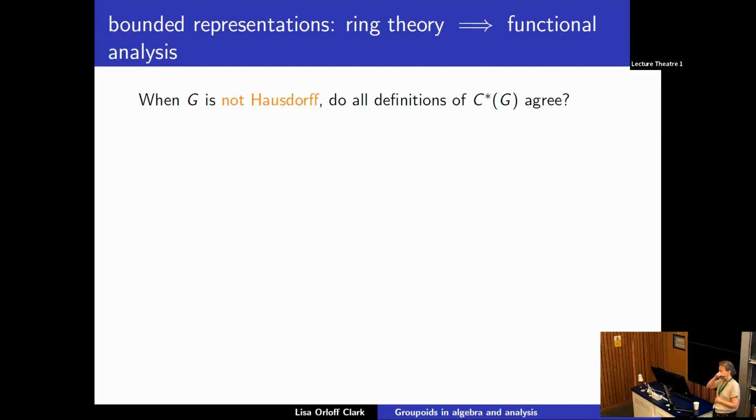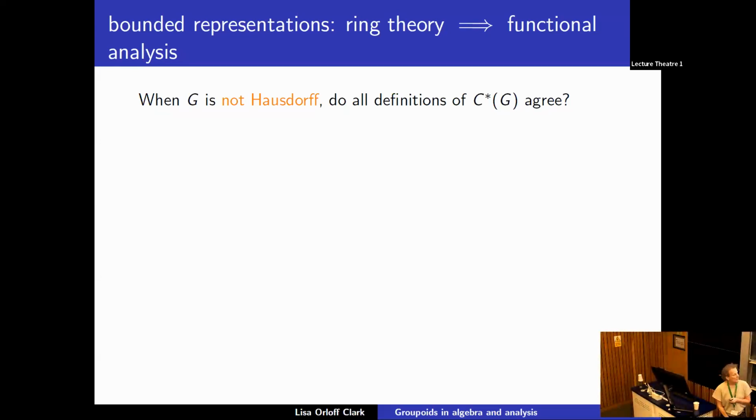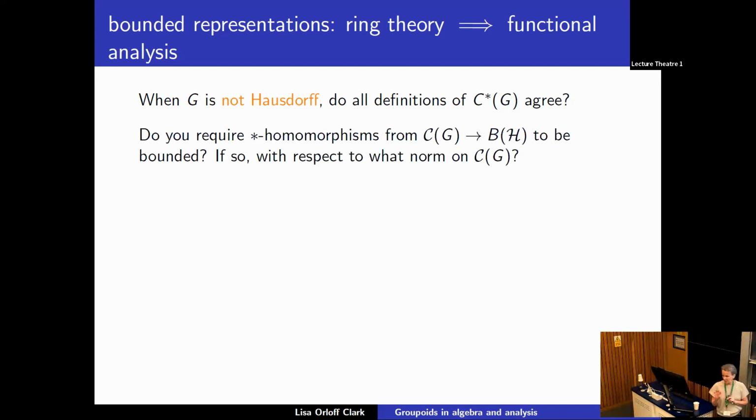Okay. So another place that I've had recent success in ring theory to functional analysis is in looking at this question. If you have a non-Hausdorff groupoid, are all the definitions of the full C-star algebra equivalent? What I mean by that is, in the definition of the full C-star algebra, it talks about representations of this C of G, which are star homomorphisms, maybe just star homomorphisms, or maybe bounded with respect to the I norm, or bounded with respect to what Paul Muhly and Dana Williams called the inductive limit topology, which isn't actually a topology in this setting necessarily, as I can show.